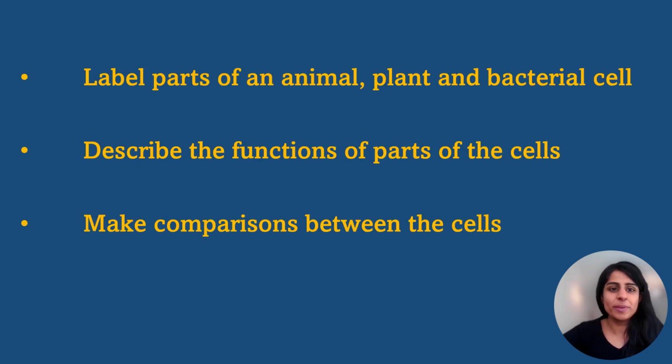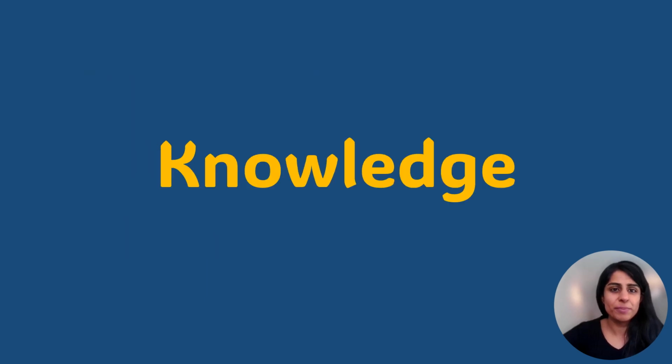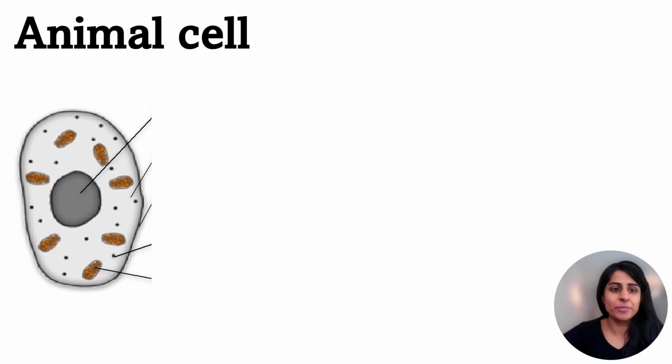By the end of the session, you should be able to label parts of an animal, plant and bacterial cell, describe the functions and parts of the cells, and make comparisons between the cells. First bit of knowledge, animal cell.